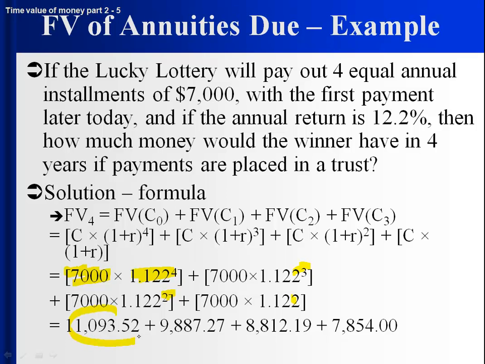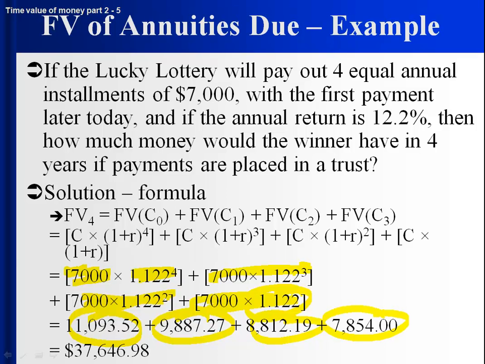7,000 for 4 years becomes a little more than 11,000. 7,000 invested for 3 years, almost 9,900. 7,000 for 2 years. We give them our last 7,000. We show up a year later after it's compounded by 1.122 for 1 year to get 7,854. And we would have a total of $37,647 in the bank or in our trust.